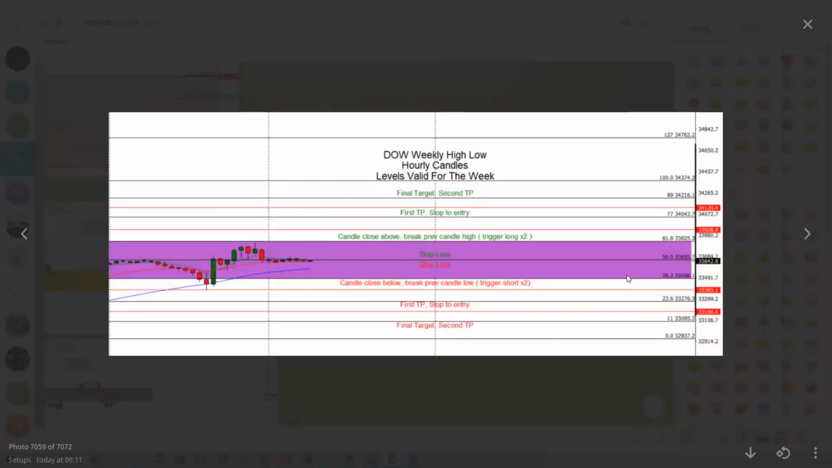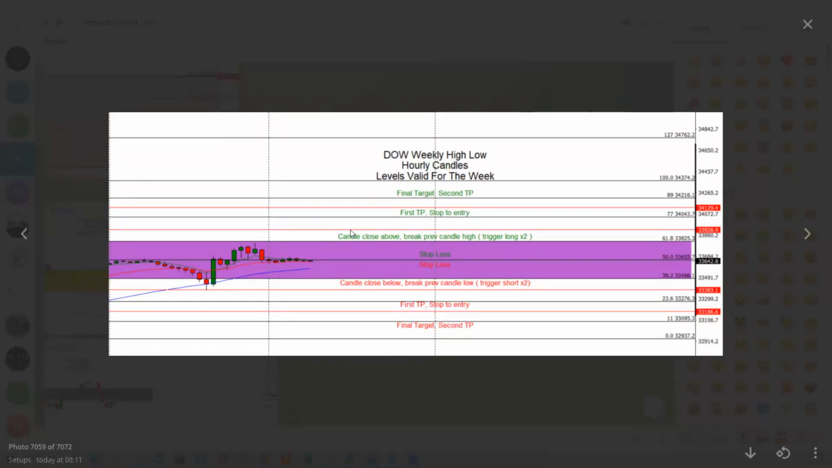On the Dow weekly high-low, currently between levels of 50 and 38.2. If you look at moving averages, 8 is slightly above 21, above 50. That's indicating trend is up. So what we're looking for now is candle close above the 61.8, break previous candle high to aim for the 77 first TP, 89 second TP, and stop loss being at the 50.